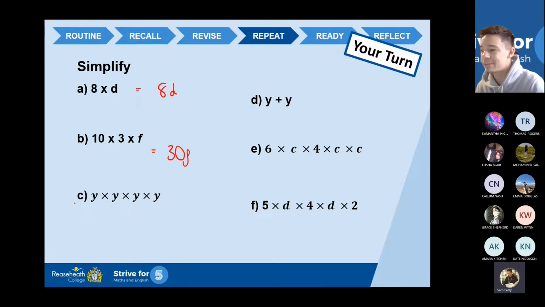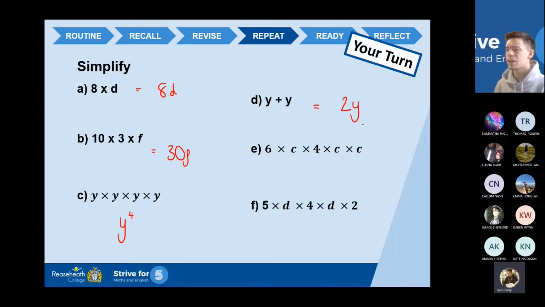Now, these C and D are the crucial ones. We need to get this right. So C, y times y times y times y is y to the power of 4. Because when we multiply, we're creating powers, like x times x is x squared, for example. Okay, so y times y times y times y is y to the power of 4. Now, y plus y, well, that's simple. I've got 2 lots of y. I've got 2y.